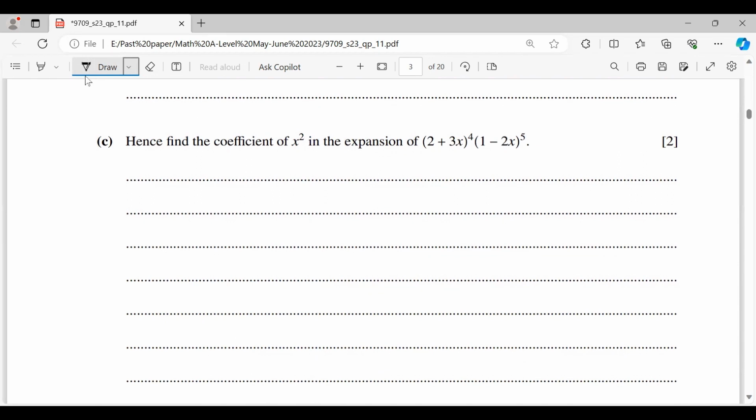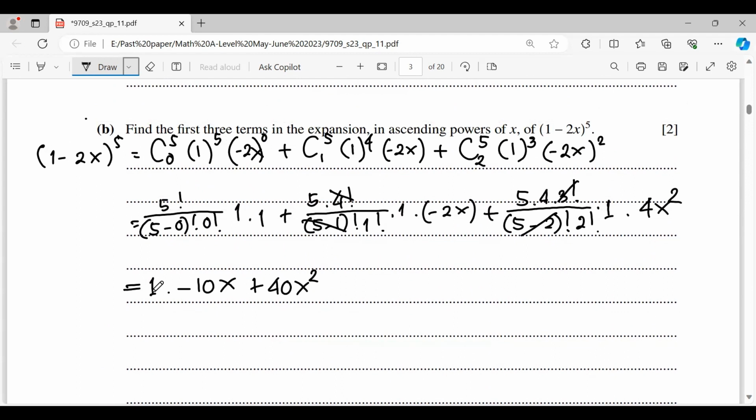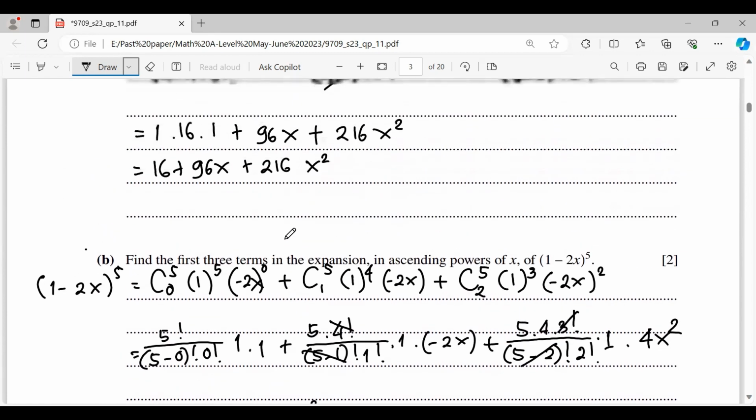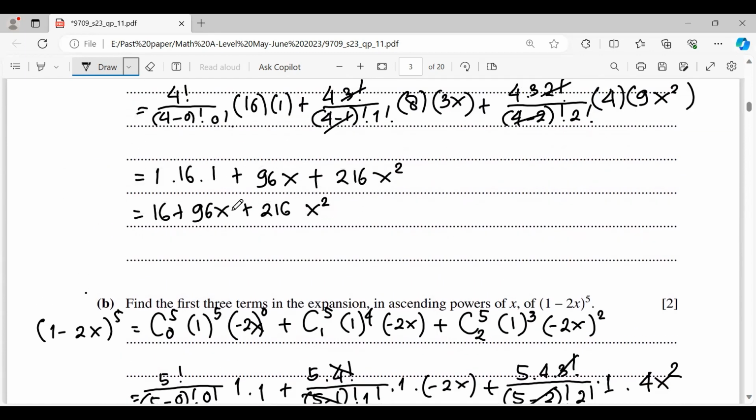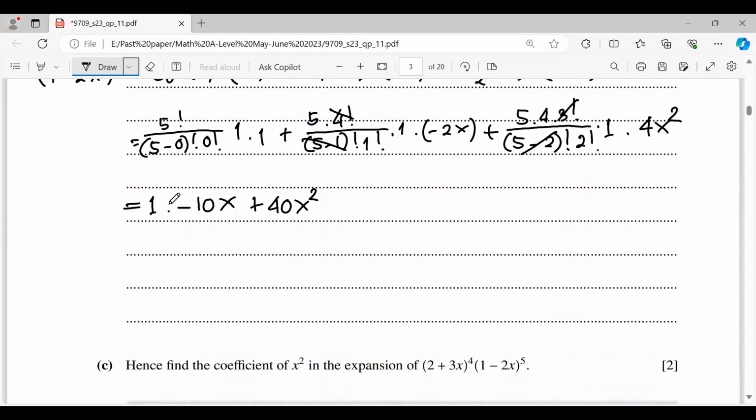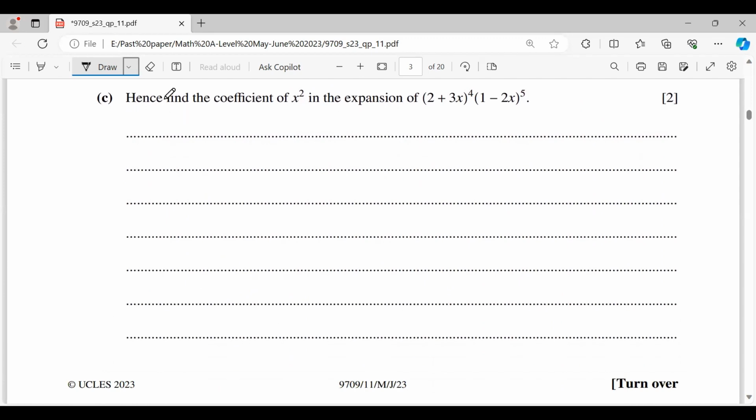Hence, find the coefficients of x squared in the expansions of (2 + 3x)^4 and (1 - 2x)^5. Okay. These expansions we already expanded just now, both this one and this one. But I'm going to use just this part. I'm going to write it in complete. Firstly, this one.